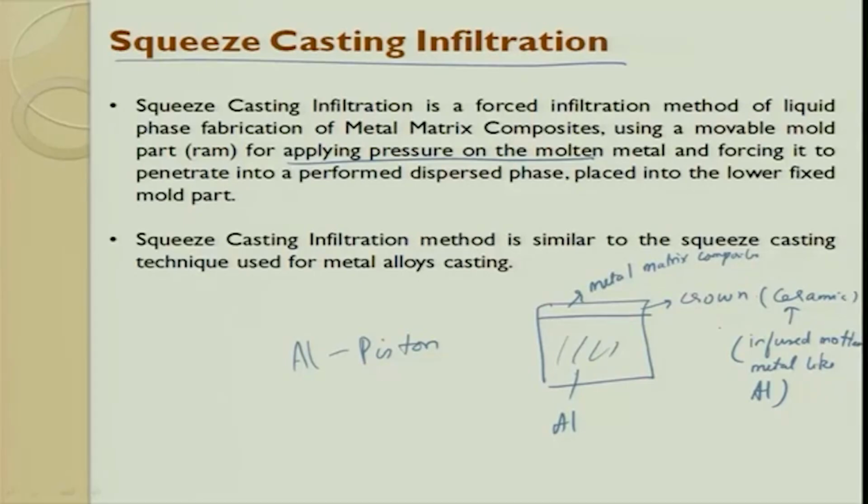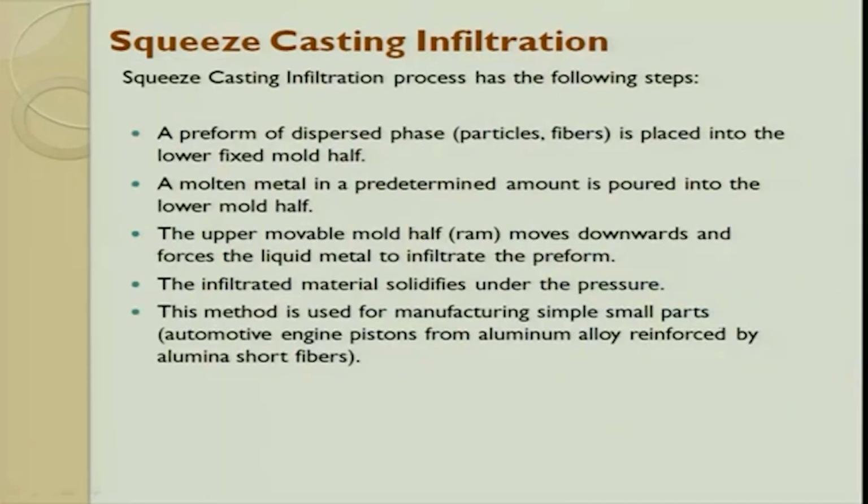So here the process is that a preform of a dispersed phase, which can be a particle or a fiber, is placed inside a mold. Then the molten metal, in a predetermined amount, is poured into the mold. Then we apply pressure. You can see the figure here.